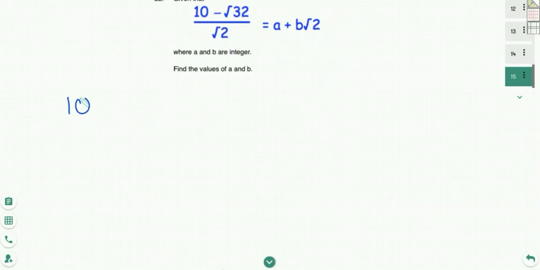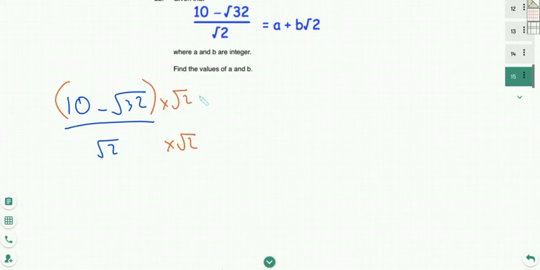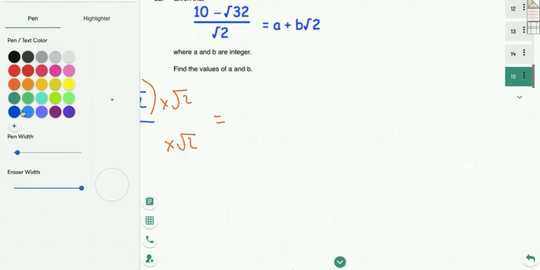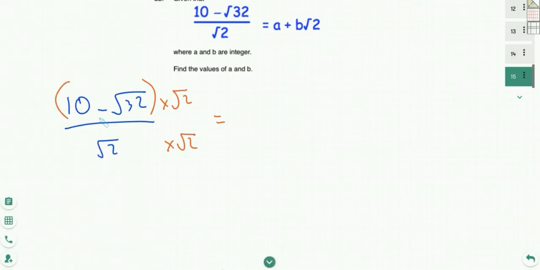So let's write out our expression. So here, it's just root 2 by itself. We're gonna multiply both sides by root 2 over root 2. I'll put some brackets. So we're gonna have to multiply root 2 by 10 and root 32. So 10 times root 2 is 10 root 2, and root 32 times root 2 is root 64. So minus root 64 over, and root 2 times root 2 is root 4.